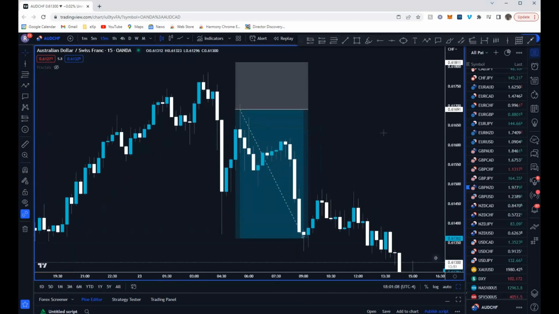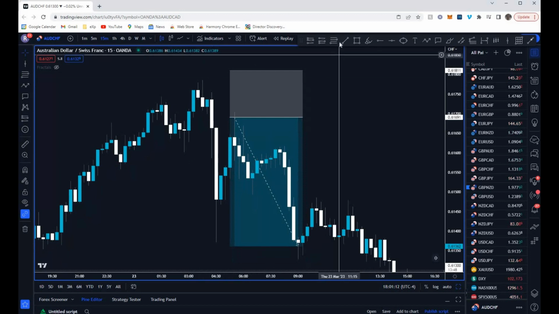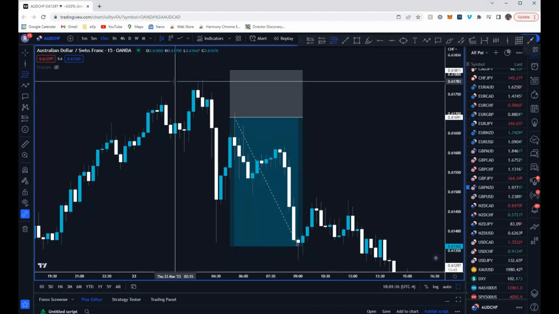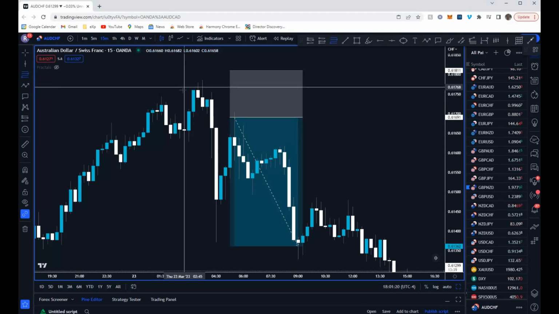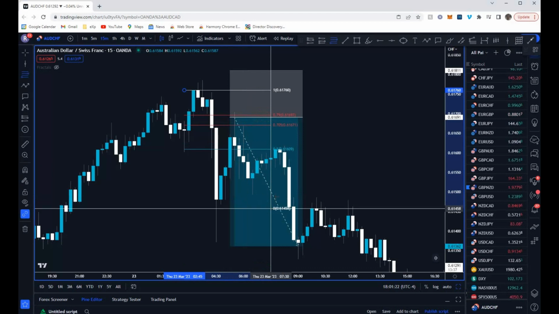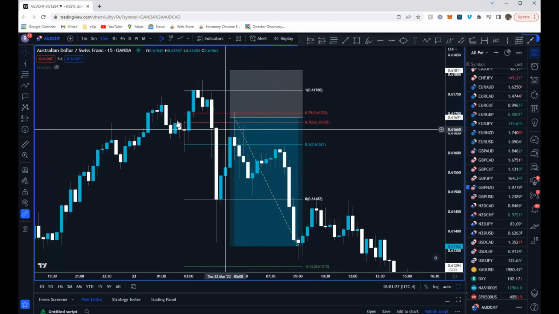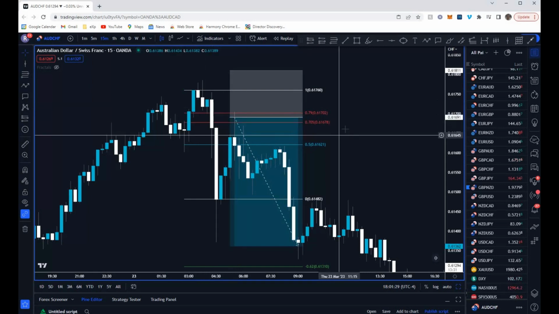Once I saw this super strong bearish push, I drew my Fibonacci levels. When I draw my Fibonacci, I do it a little bit differently. Instead of using the wicks, I use the bodies. So I just use the highest body here, the lowest body here, and just pull across. And then I usually like to put my entry somewhere in this zone.